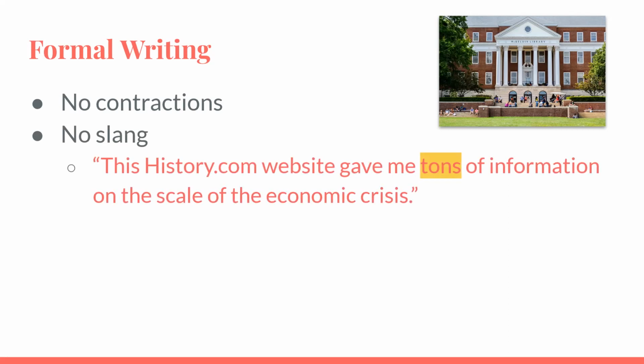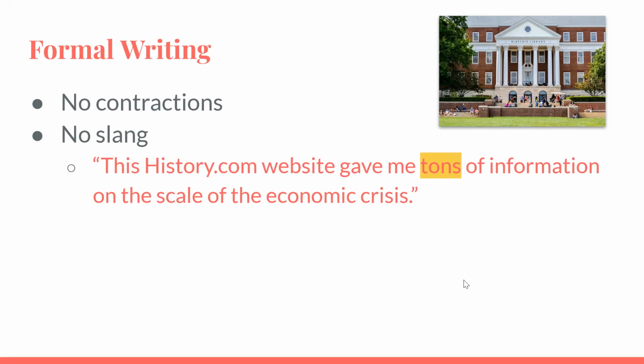And a lot of these examples I'm sharing with you are pulled directly from annotated bibliographies that Bob and I have seen in the past couple of years. But this person said, this history.com website gave me tons of information on the scale of the economic crisis. Well, using that word tons, it's kind of like a slang. It's not very formal. It's a little informal.